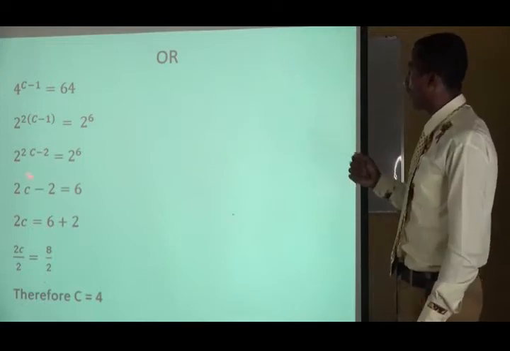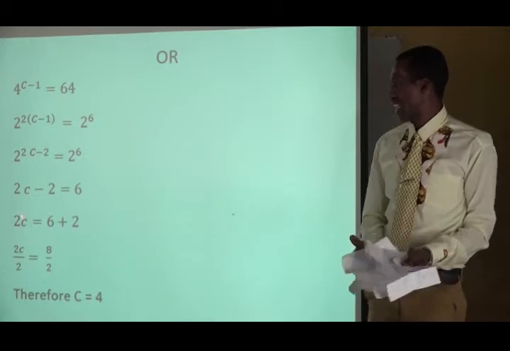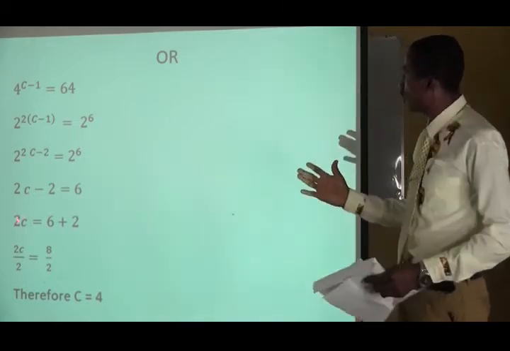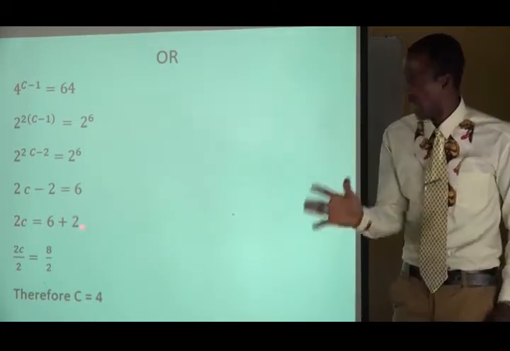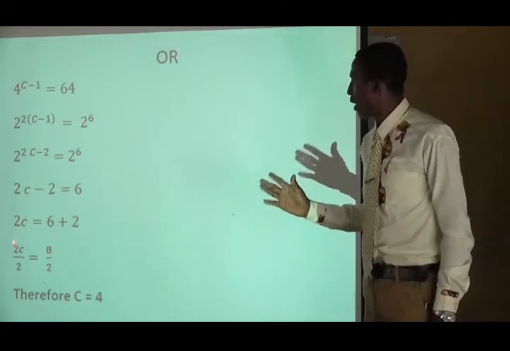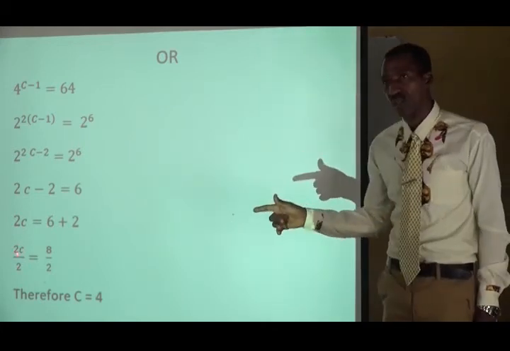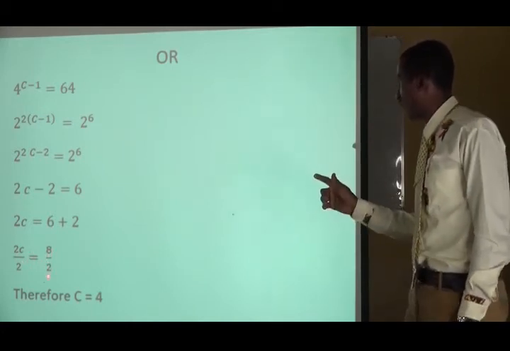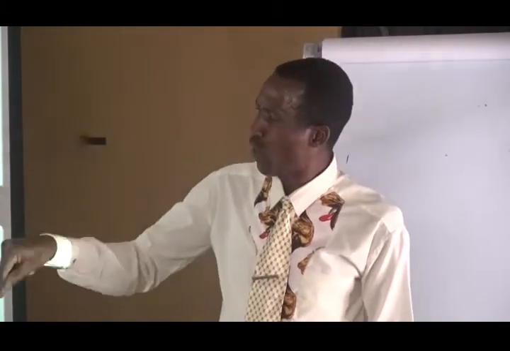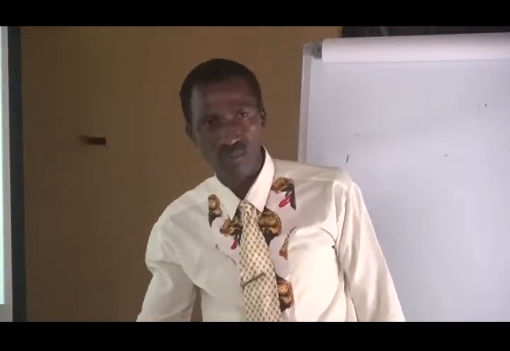2 and 2 is gone. We are now left with 2c minus 2 equals 6. By collecting the like terms now, we are going to have 2c equals 6 plus 2. And of course, 6 plus 2 equals 8. So to find c, we are going to divide both sides by the coefficient or the multiplier of c, which is 2. So that becomes 2c over 2 equals 8 over 2, and 8 divided by 2 equals 4. So we can now see that the alternative method result agreed with the first method: c equals 4.